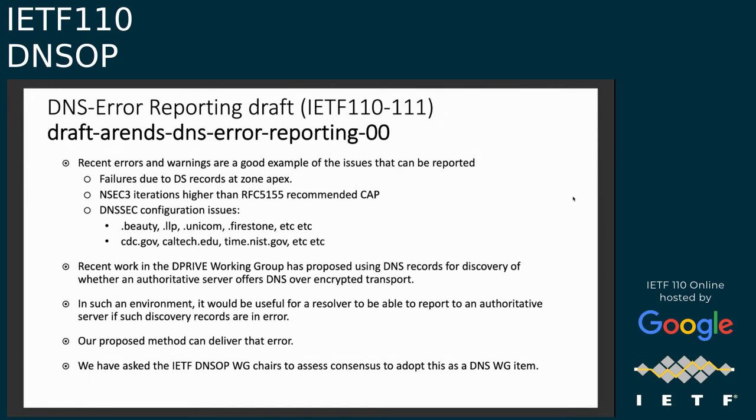Then a colleague of mine, Paul Hoffman, mentioned that recent work in the DELEG working group, they have proposed using DNS records for discovery of if an authoritative server offers DNS over encrypted transport. Now, when that happens, it would be useful for the resolver to report if such a discovery ends in an error.